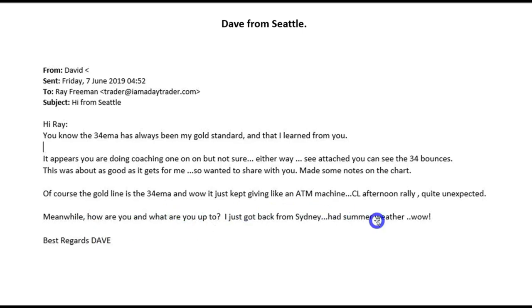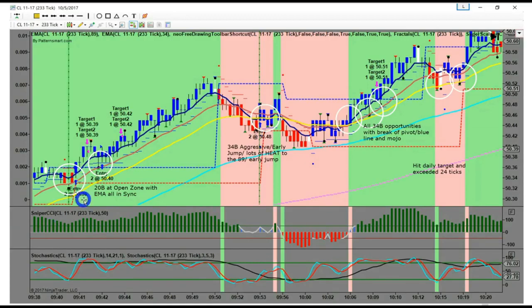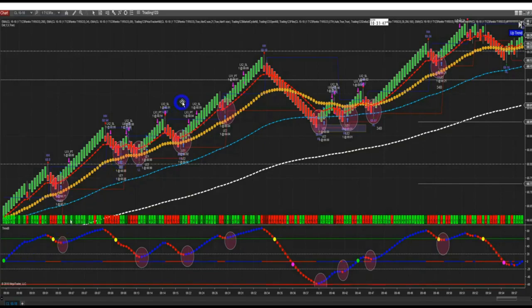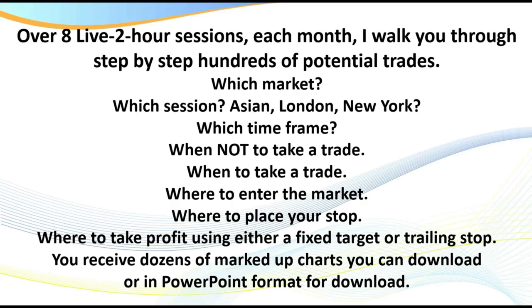Anyhow, he travels the world, he's got back from Sydney, and this is one of his charts here, showing his entry. His goal is 500 or 600 a day, and this is on the 233 tick chart. He got the 233, and now he's gone across the Varenco as well. But these entries are all the 34 Bs or 89 Bs, what we call 2B entries. Okay, so that's it. So very quickly, what are you going to get and why should you be joining me?